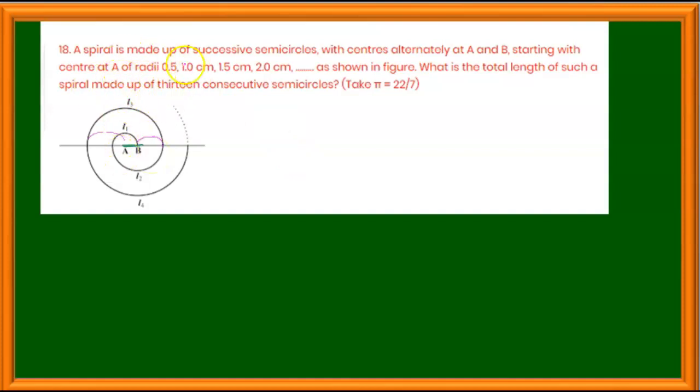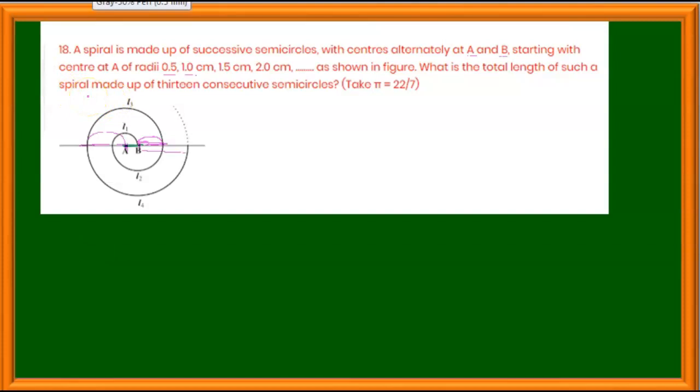So let us take that one. It's given here, the radii of the first one is 0.5 centimeter and then 1 centimeter, 1.5 centimeter, 2 centimeter and so on. It is given also A and B. It is alternately changing the center. So for the first one this is the radius, for the second one this is the radius, and for the third one again A to this one is the radius. For the fifth one again B to this one is the radius.